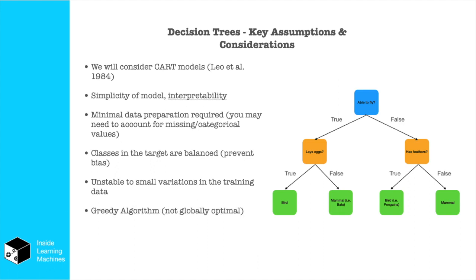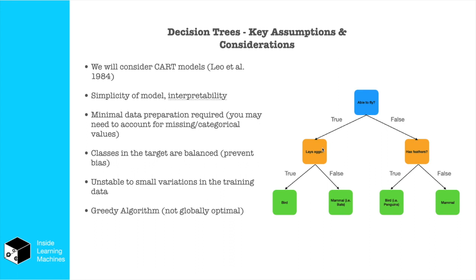Another thing to point out is that the training algorithm used in CART trees is a greedy algorithm, which means that it will not find a globally optimal solution. So in our training algorithm, for each node in the tree, whether it's the root or one of the interior nodes, the algorithm is trying to figure out what are the best questions to ask that will optimally split the data.